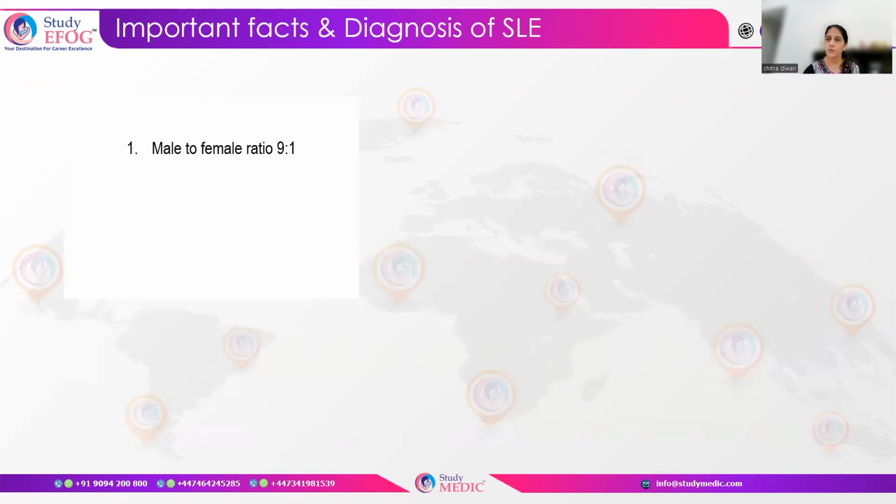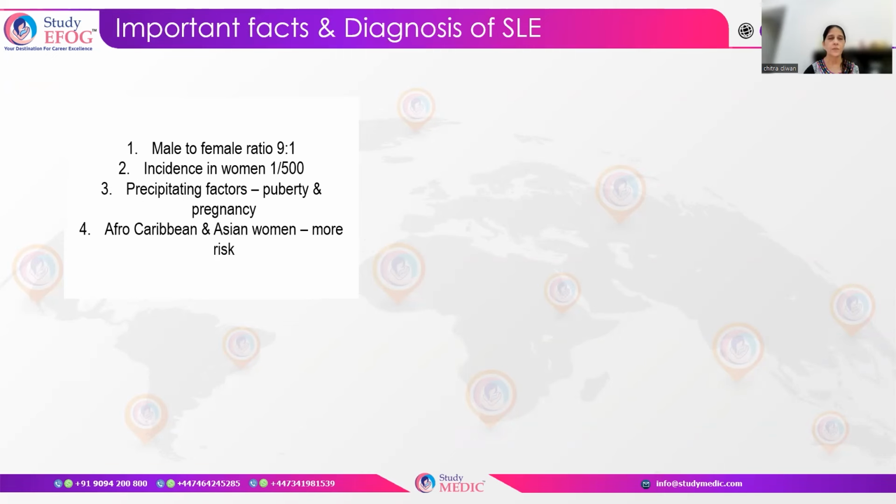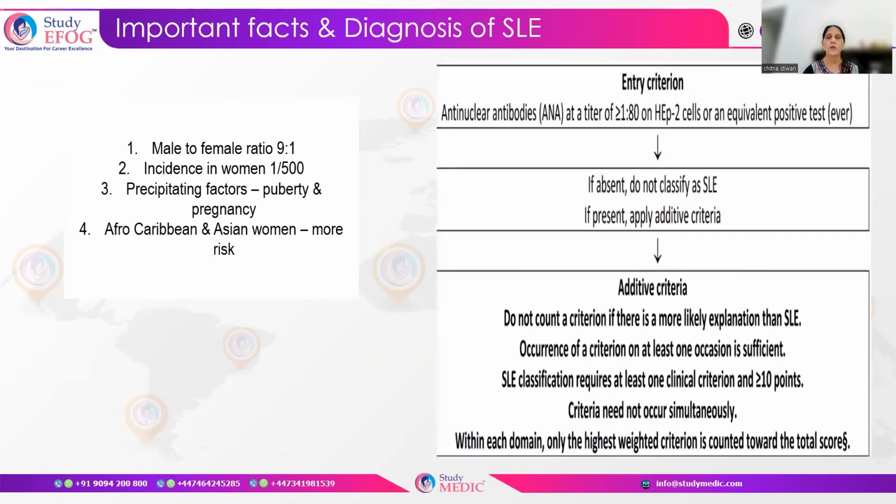So, the male to female ratio is 9:1. The incidence in women of childbearing age group is 1 in 500. Precipitating factors are puberty and pregnancy, and it is more seen in women of Afro-Caribbean and Asian origin. Now, there are new criteria which have been laid down for the diagnosis of SLE.